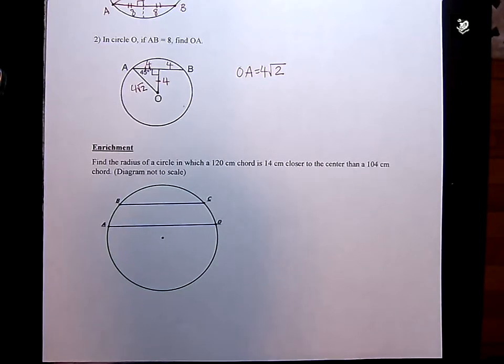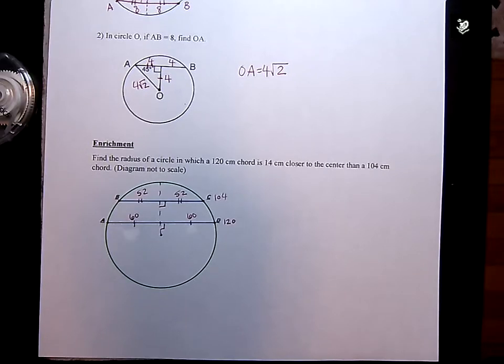Lastly, I threw this one in for fun because you know I love fun math problems. It's a system of equations problem. So we have to find the radius of a circle in which a 120-meter chord is 14 centimeters closer to the center than a 104-centimeter chord. And the diagram's not to scale. So just see if you can try this on your own first. Pause me, and then I will go through it.